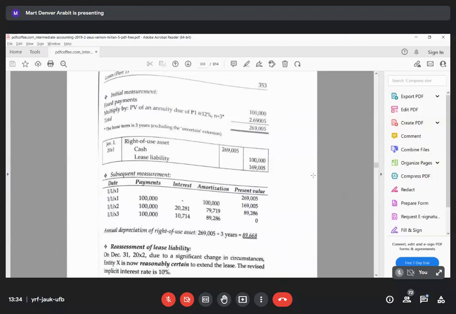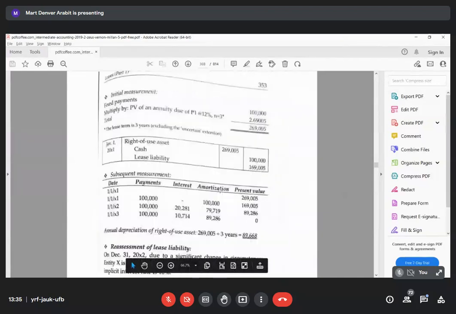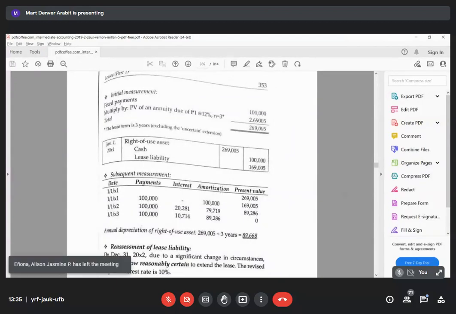On initial measurement, the fixed payment is 100,000 as mentioned dito. Okay, 100,000 multiplied by the present value of an ordinary annuity, which is 2.69005.